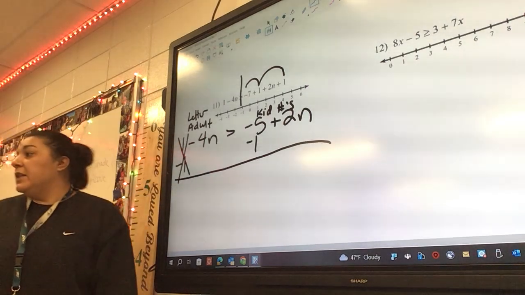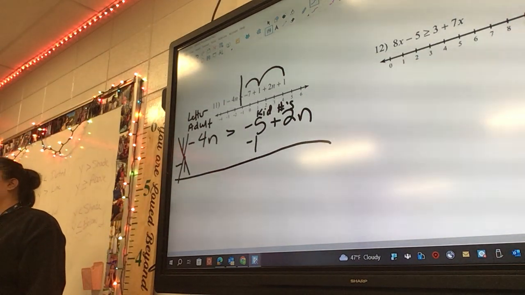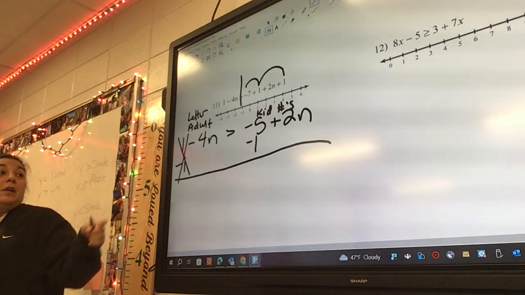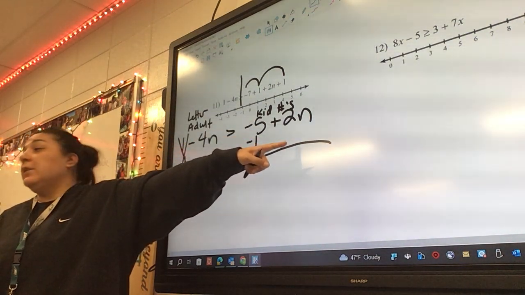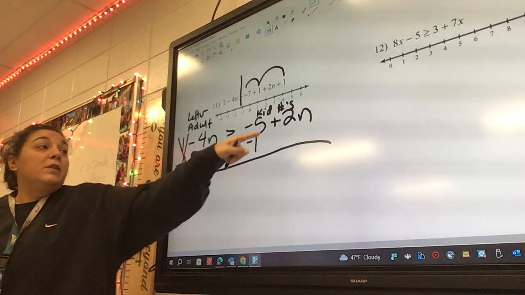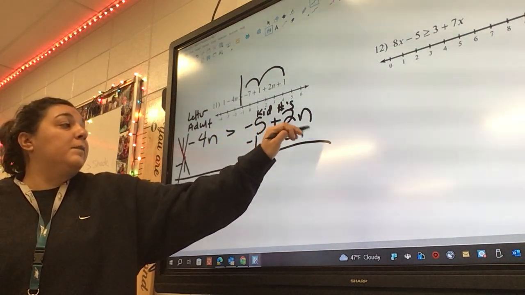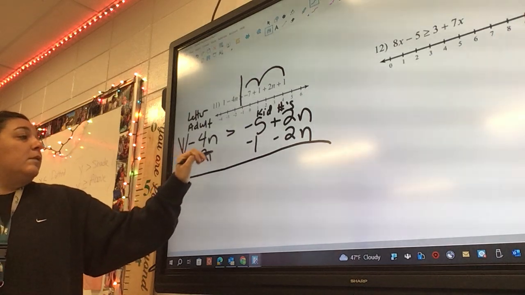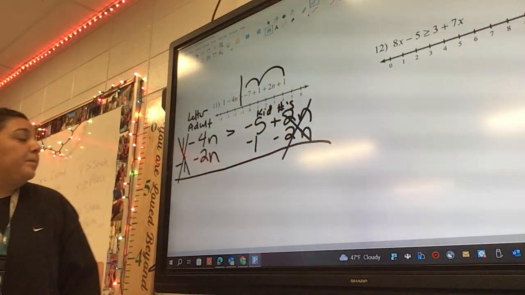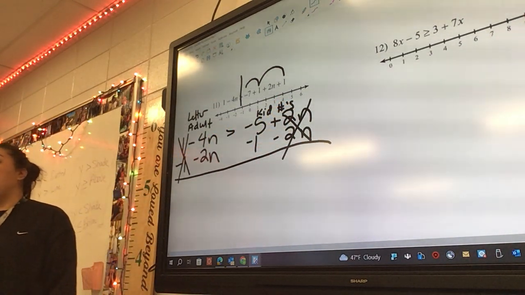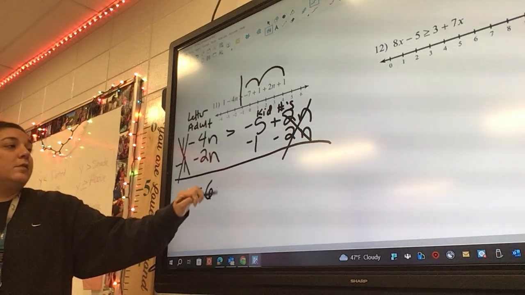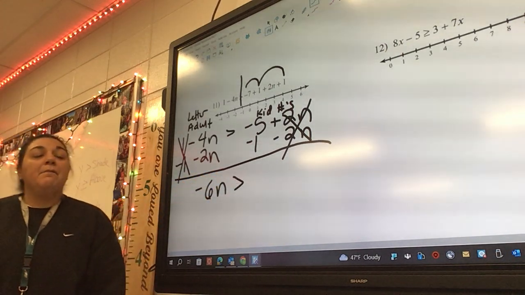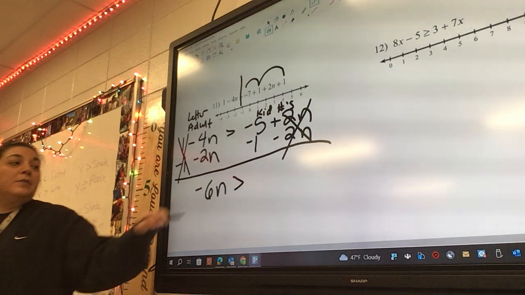4n, does he need moved? Is he an adult or kid? No, he doesn't need moved. He's an adult. And then the 5, he's got someone underneath of him. What about the 2? He needs moved. He's an adult. So we're going to move him over this side. So negative 4 minus 2 is negative 6, and negative 5 minus 1 is negative 6.